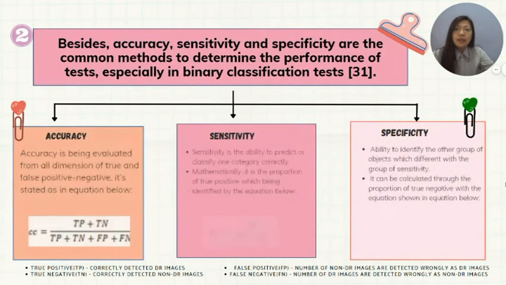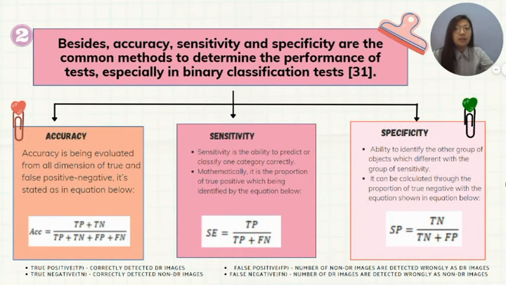And besides, accuracy, sensitivity, and specificity are the common methods to determine the performance of a test, especially in binary classification tests. The accuracy is evaluated from all dimensions of true and false positives and negatives, as stated in the equation below. The second one is sensitivity, the ability to predict or classify one category correctly. Mathematically, it is the proportion of true positives, given by the equation below. The third one is specificity, the ability to identify the other group of objects which differ from the sensitivity group. It is calculated through the proportion of true negatives, with the equation shown below.